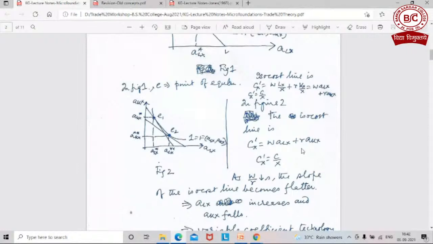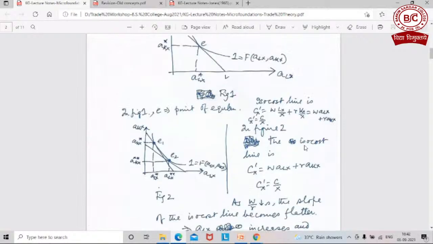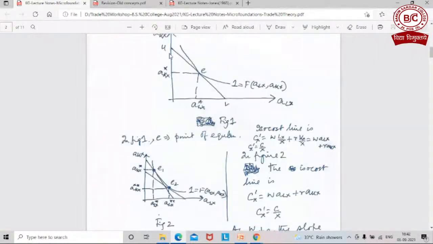We write it as CX dashed. The slope is still W divided by R. So here, this cost equation, or the isocost line, is tangent to the unit isoquant at point E. And the optimal levels of aLX and aKX are given by aLX star and aKX star. Is it okay? Yes, sir.